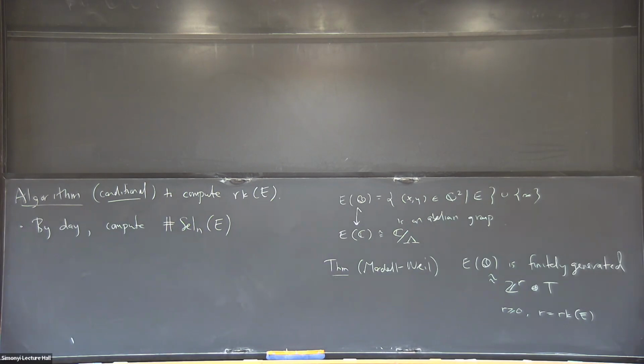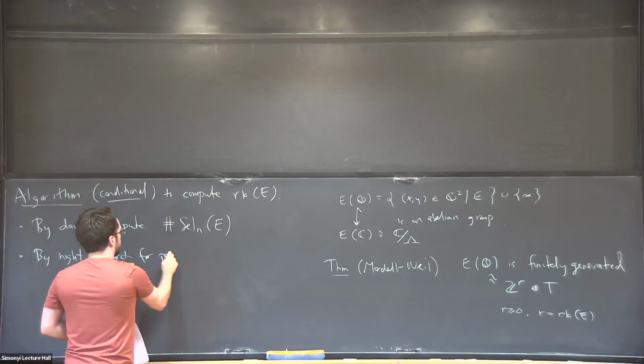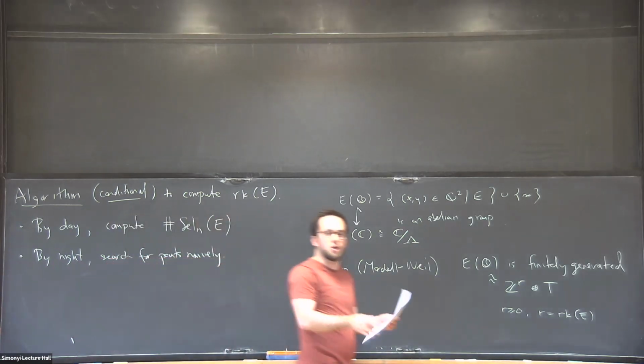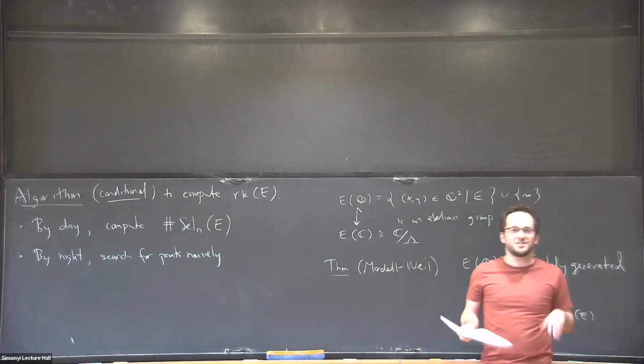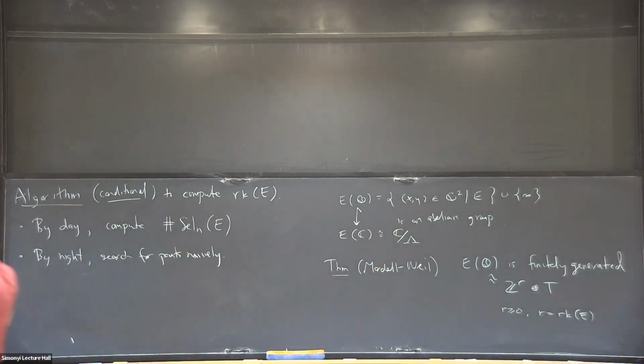Then you switch gears. By night, we just search naively for points. In other words, plug in random values of x and y of bounded height and see if they give you a rational point, and just do it a lot. Because maybe we got 8 as our answer when n equals 2, we expect that there could be 3 independent rational points, so we start looking for them. Maybe we find 2 independent rational points. Then we have them in front of us, well, on our computer. And so we know that the rank is at least 2, but we search and can't find more.